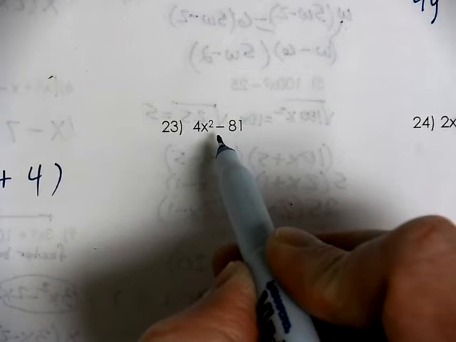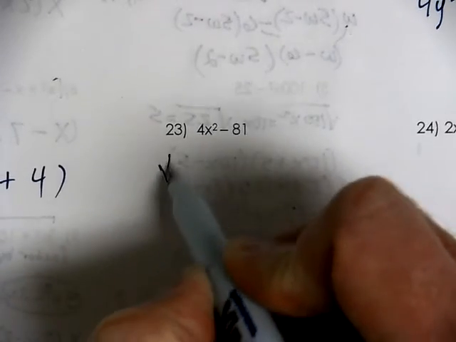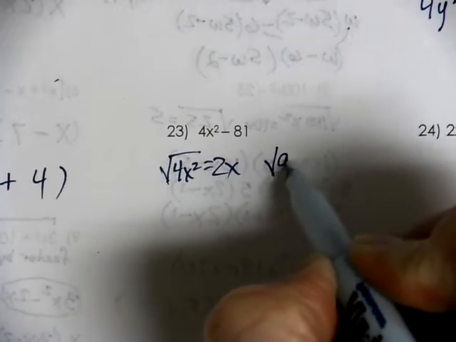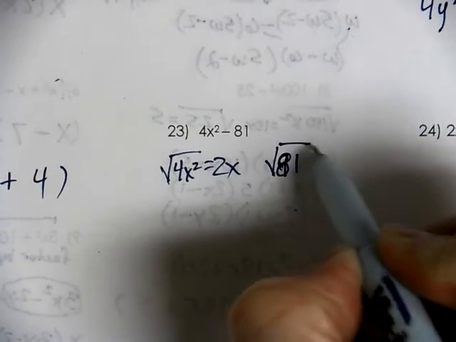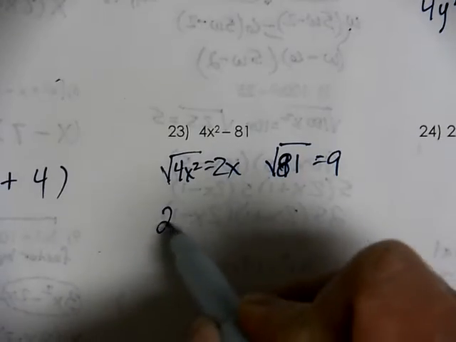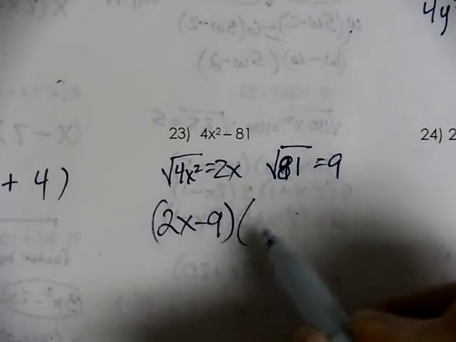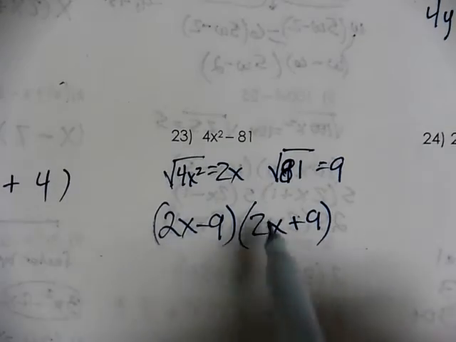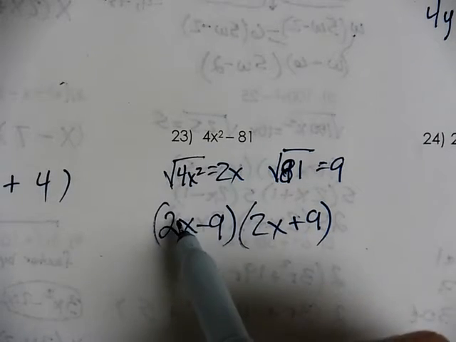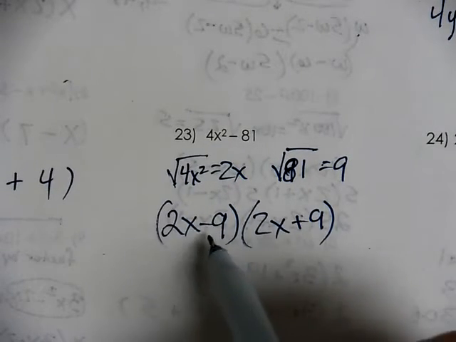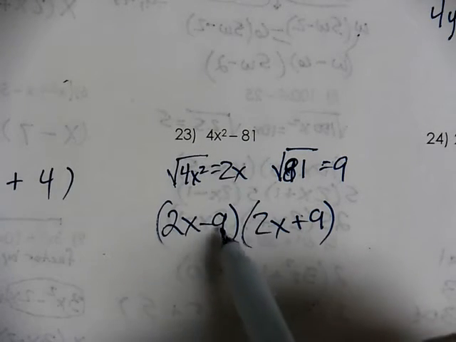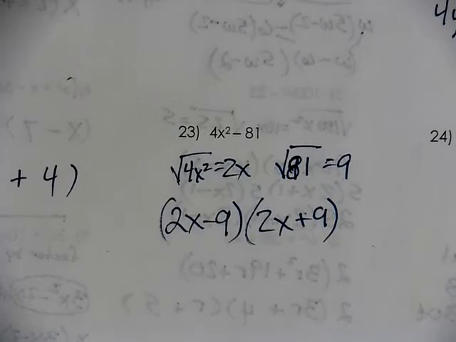Here we have the difference of two items that are perfect squares. That means we can take the square root. That's 81, and yes, that equals 9. So we're going to have 2x minus 9 and 2x plus 9. When you multiply the front, you get 2 times 2 and x times x. That's 4x squared. A positive 18 and a negative 18. That makes 0 in the middle. And then 9 and 9 is 81.